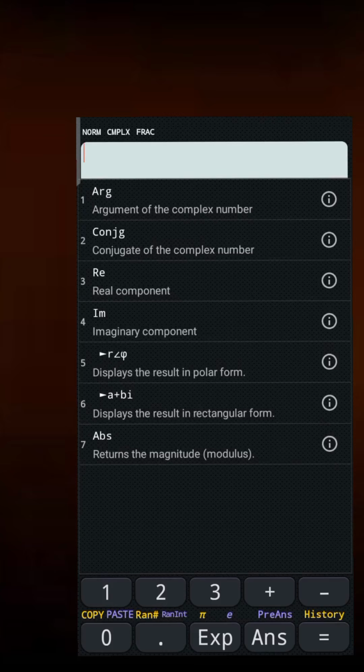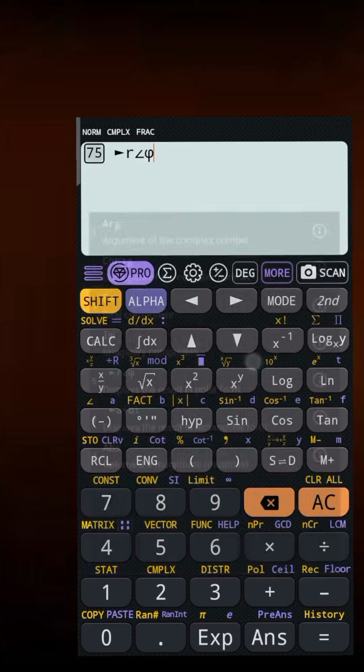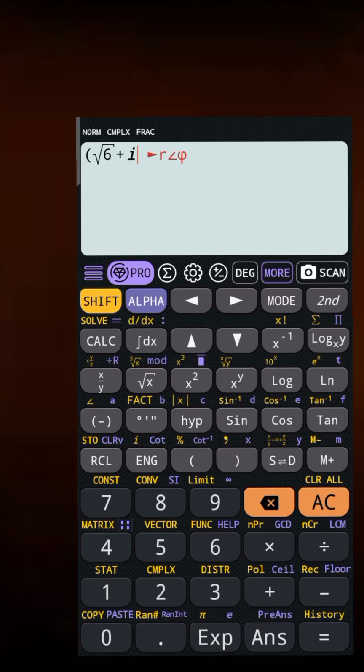So I want to convert a complex number in rectangular form to polar form. Click number 5. Then you go back, use this arrow to go back. I want to remove that 75. So I want to write my complex number. I always put it in brackets. Root 6 plus i root 2. Either you write root 6 plus i root 2 or root 6 plus root 2i. They are the same.